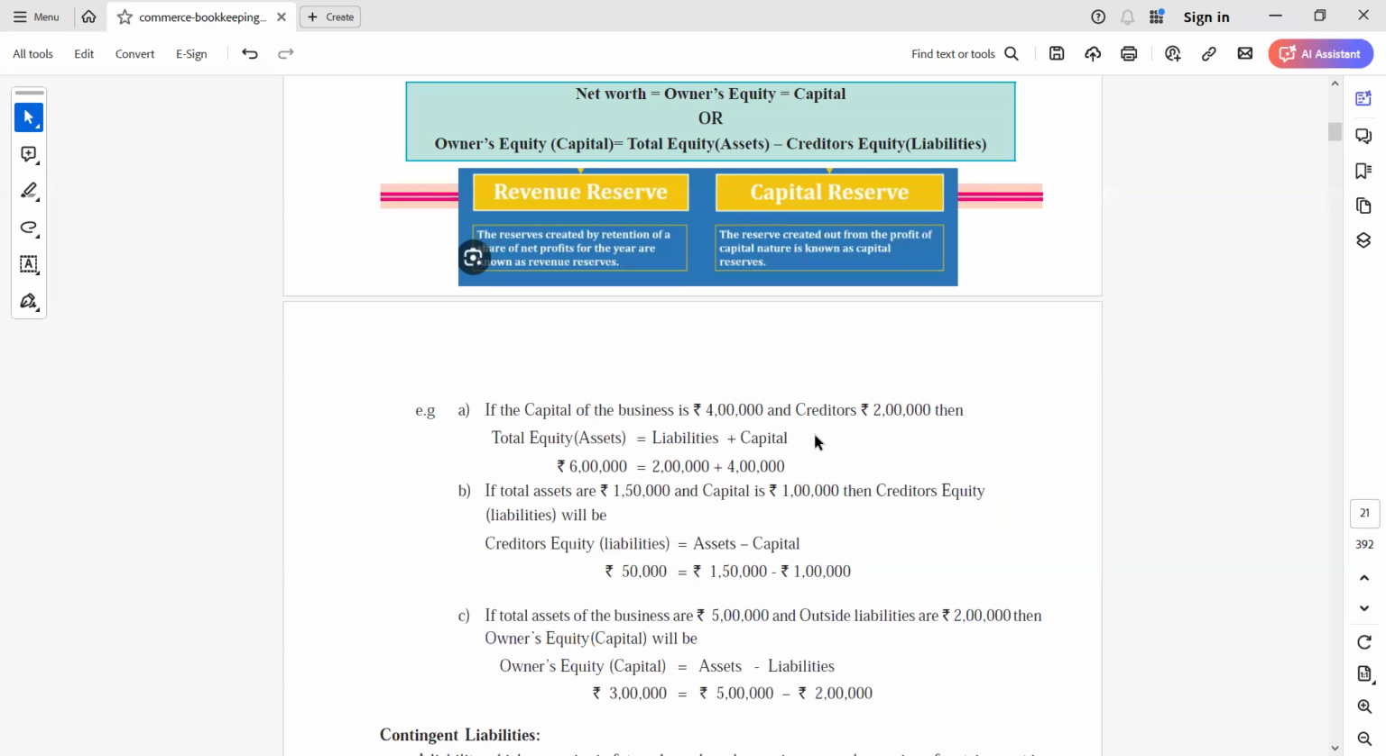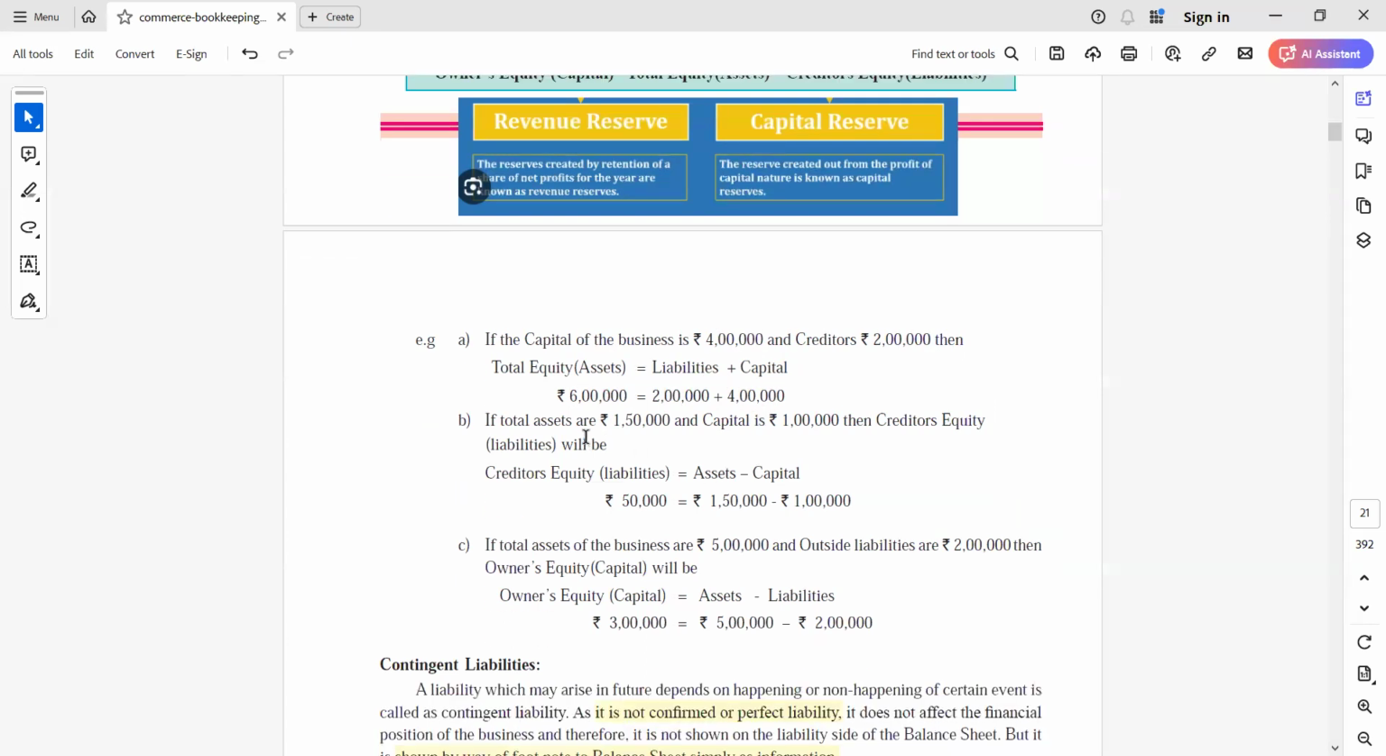If the capital of the business is 4 lakh rupees and the creditors 2 lakh rupees, then the total equity, the total equity asset, is equal to 6 lakh rupees. So basically, how much fund do you need to run your business? 6 lakh rupees. Of that, 4 lakh is yours, 2 lakh is from creditors, total assets. And if capital is 1 lakh rupees, then the creditor's equity will be 50,000 rupees basically, assets minus capital.